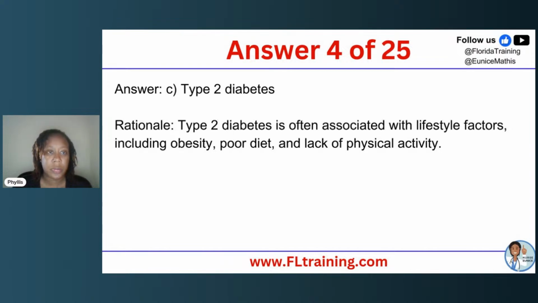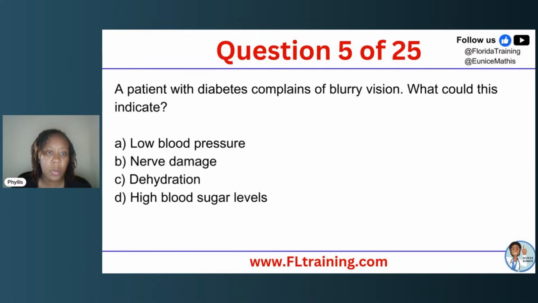All right. A patient with diabetes complains of blurred vision. What could this indicate? A, low blood sugar. B, nerve damage. C, dehydration. D, high blood sugar levels. Let's get those answers in the chat.